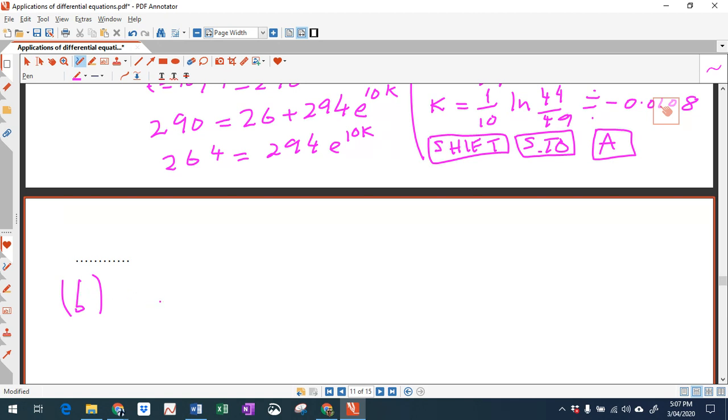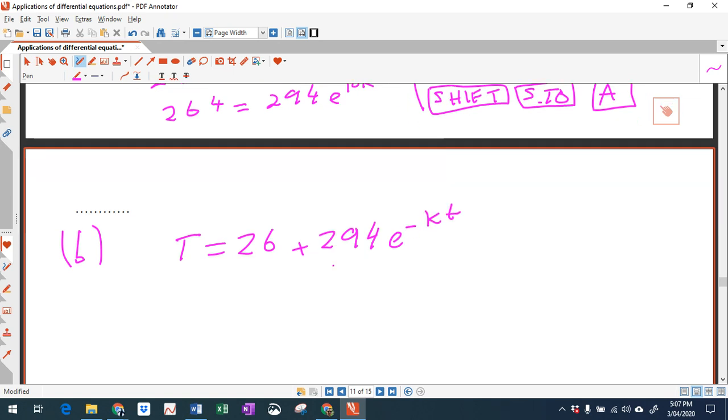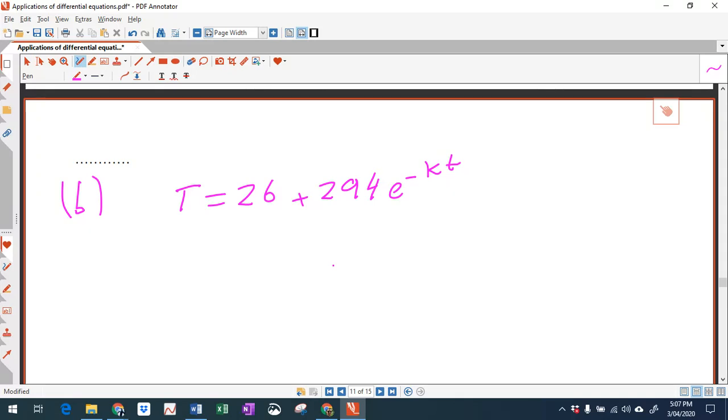All right, now we have the equation T equals 26 plus 294 e to the minus kt. We already found out k. I've already written it down, so I'll just leave it as k. Now I could write this down as 26 plus 294 on e to the kt.